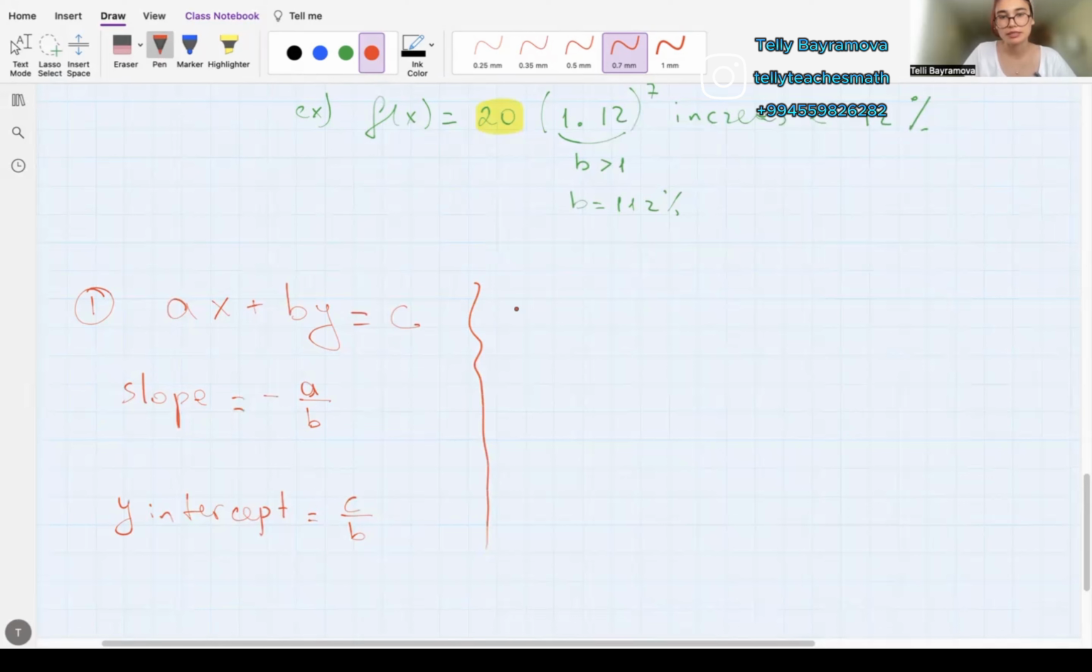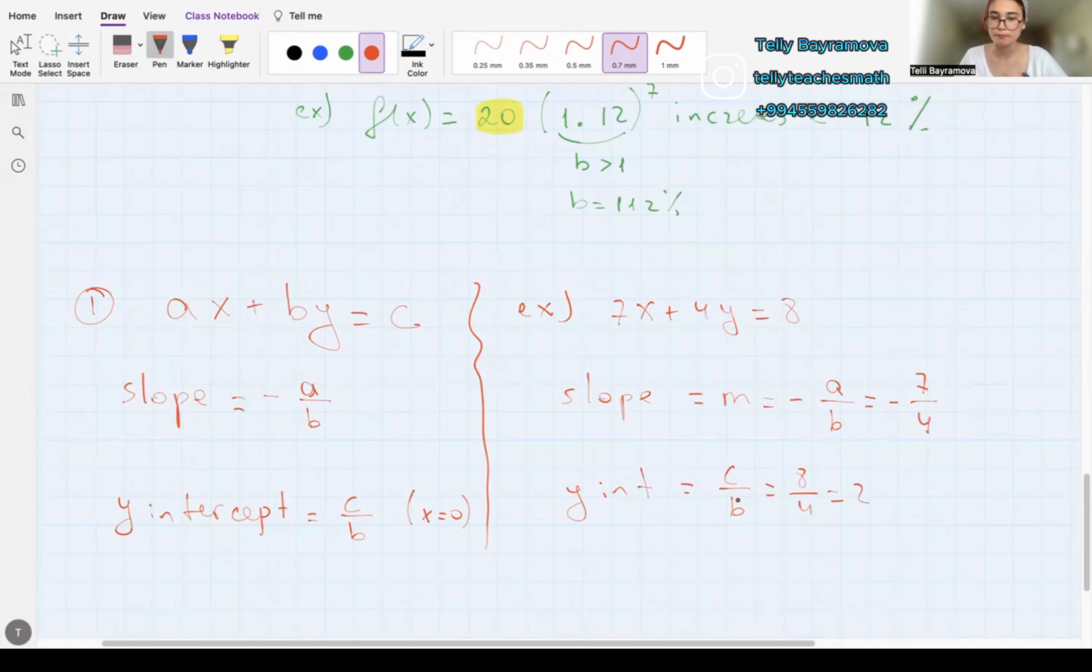For example, let me write an example: 7x plus 4y equals 8. Let's write the slope, which is m equals negative a over b. What is negative a? Negative 7 over 4. The y-intercept means that x equals 0, right? Don't forget this also. So this is c over b, which is 8 over 4, which is 2.